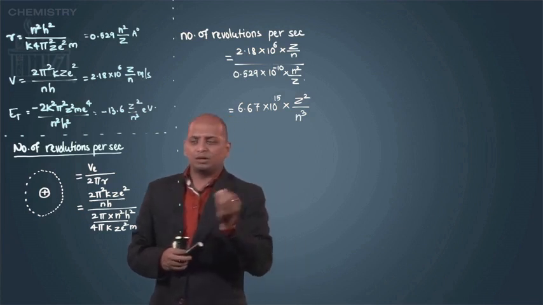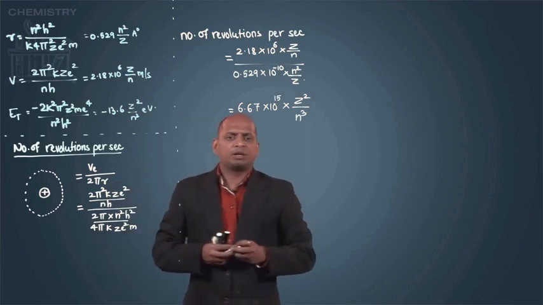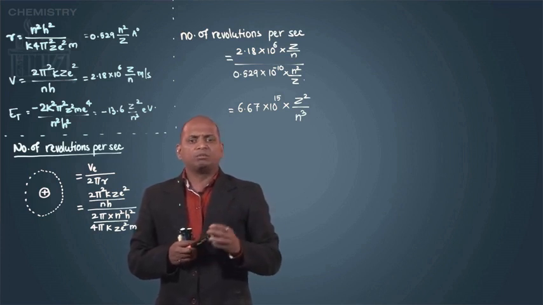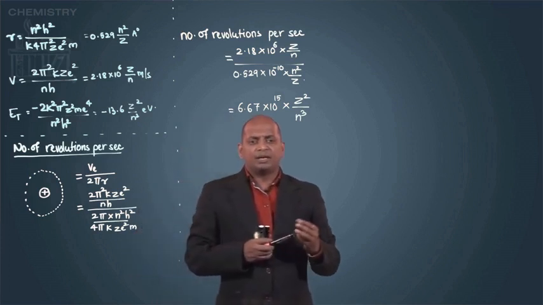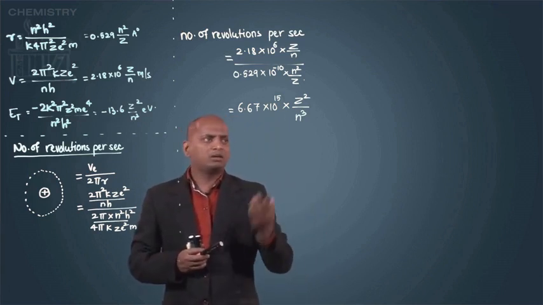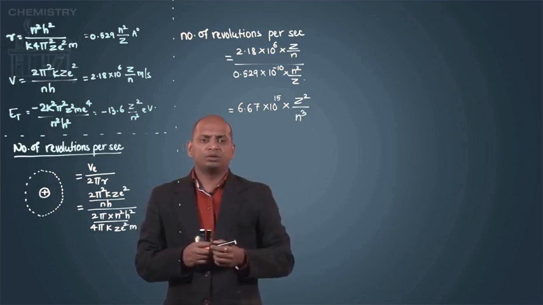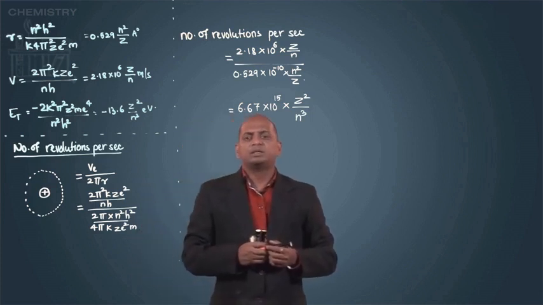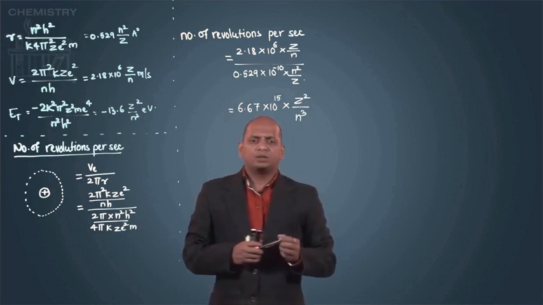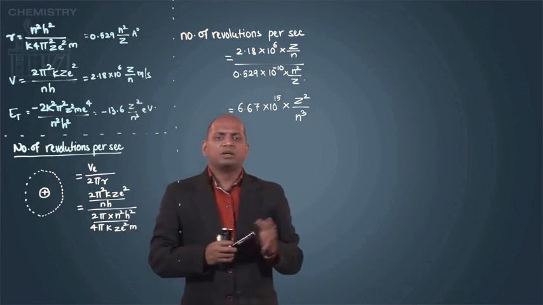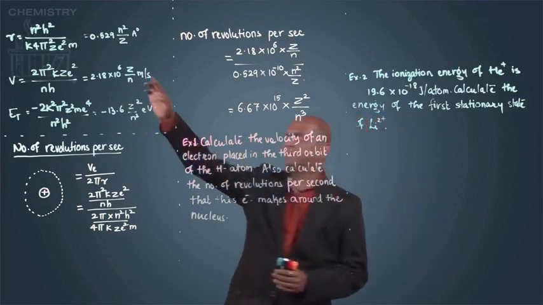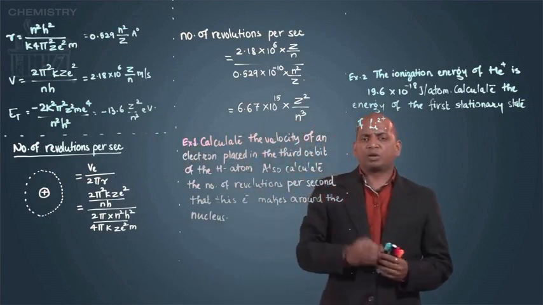So this is one small derivation, a small relation. Sometimes there may be a question based on this. So if we calculate the number of revolutions of an electron revolving in the third shell for a hydrogen atom, then we just have to substitute the values, and you will get the number of revolutions per second. So we will take one or two problems and then go to the next part. Based on this relation and these relations, now we will solve a few problems.